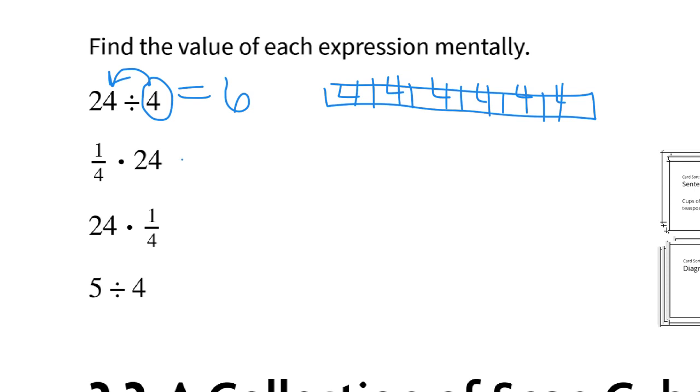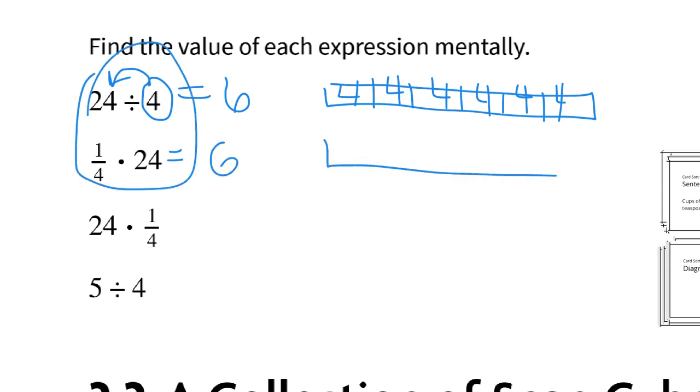A quarter times 24, so that's a quarter of 24. That's the same problem as this, right? So that's also 6. That's another way to think of that: take your 24 and take a quarter of it, in which case each quarter is equal to 6. So you've got a couple of different ways to think about that.